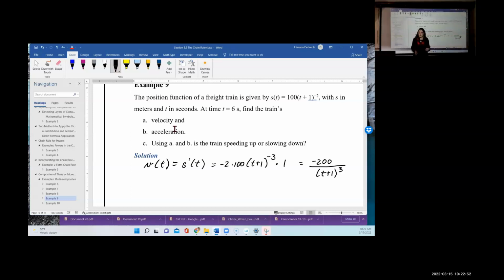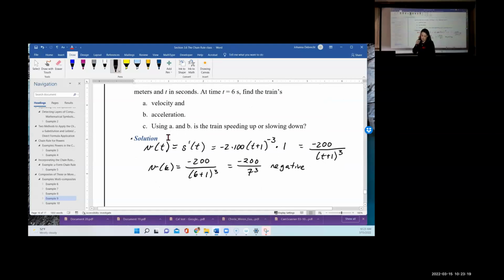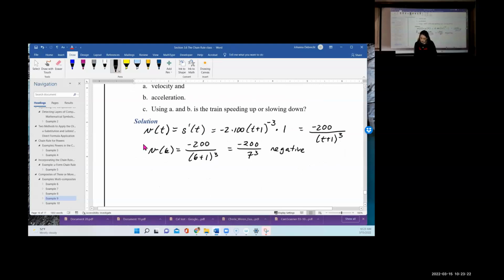Now, what would the velocity be at 6? So now we can find v of 6 by plugging in 6 to this expression. And we get negative 200 over 6 plus 1 to the third, which is 7 to the third. So this is negative 200 over 7 to the third, which I don't know exactly what it comes out to be, but it is negative. All right. Okay. Now let's find the acceleration. So that was part A. Now let's do part B.